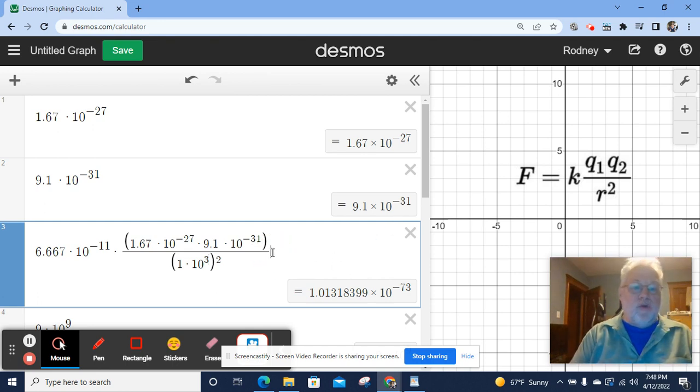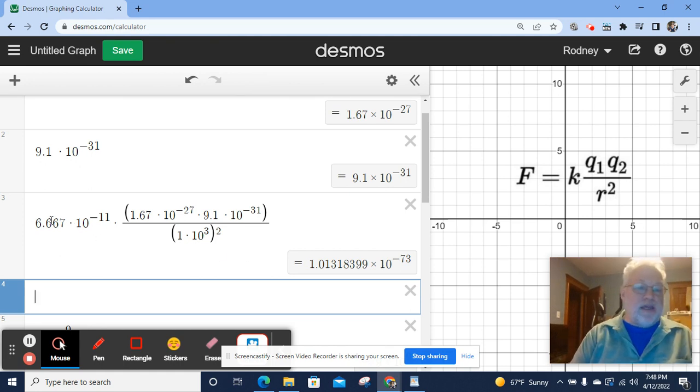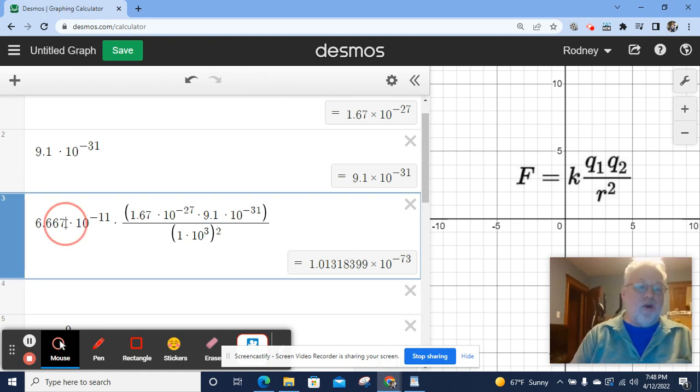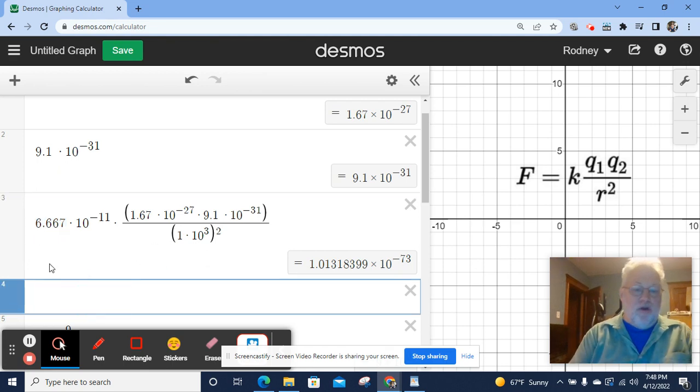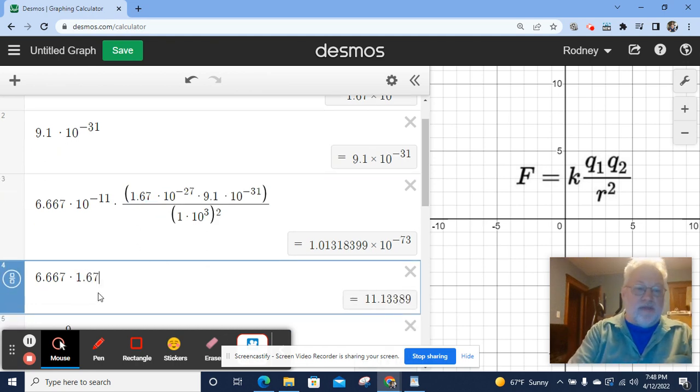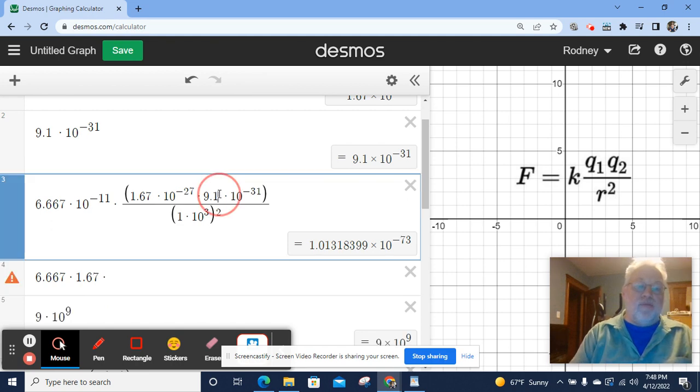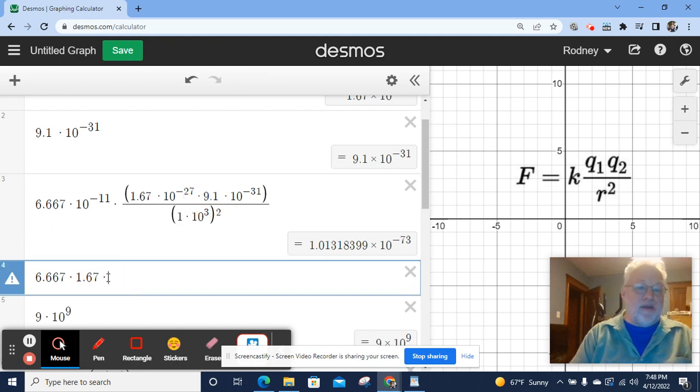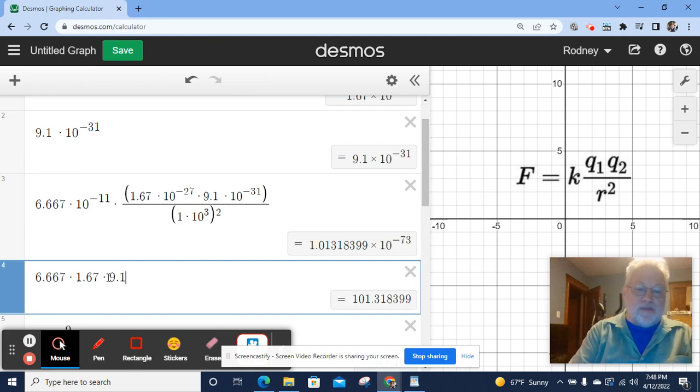Okay, so we're going to do what we've been doing to do operations on scientific notation. I'm going to separate the coefficient operations from the power operations. So my coefficients are 6.667 and then times 1.67 and then times 9.1. That's the coefficient for the electron. 1.67 was the coefficient for a proton. And then that's all divided by 1 cubed, or 1 squared, I mean.